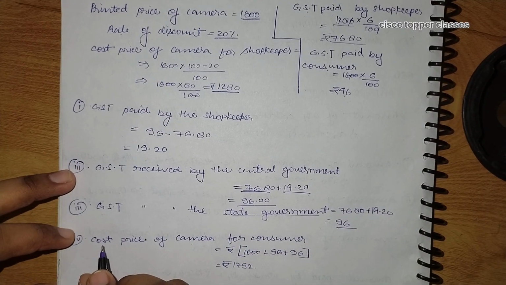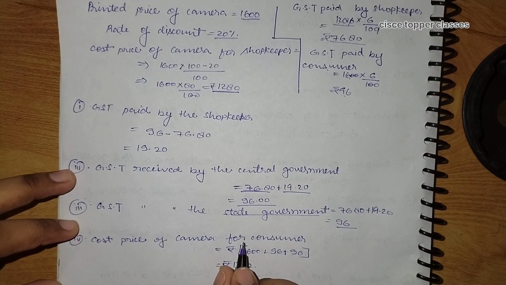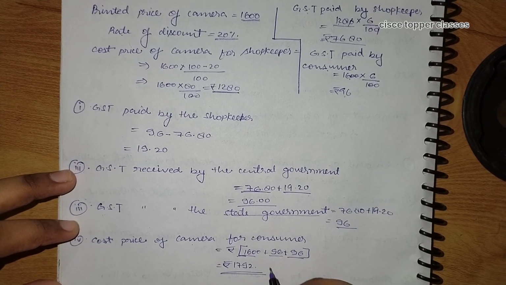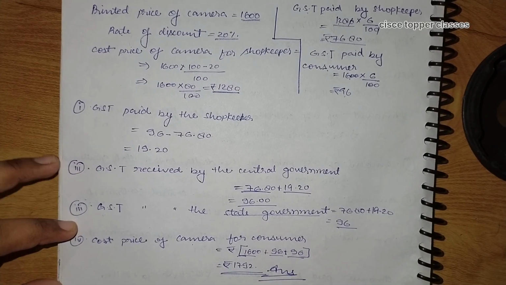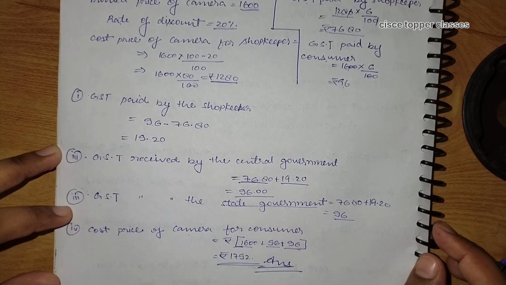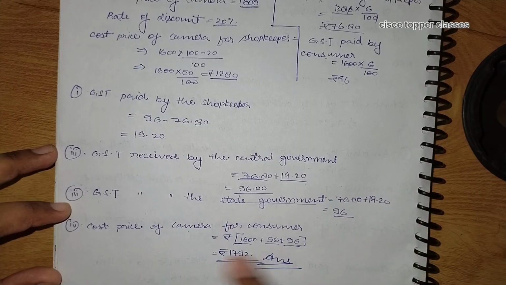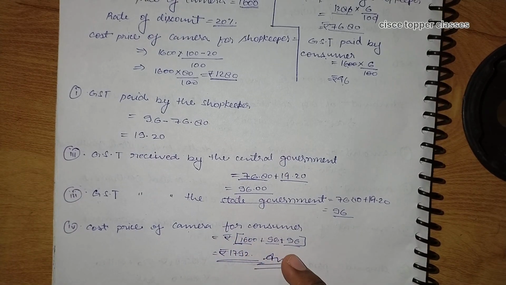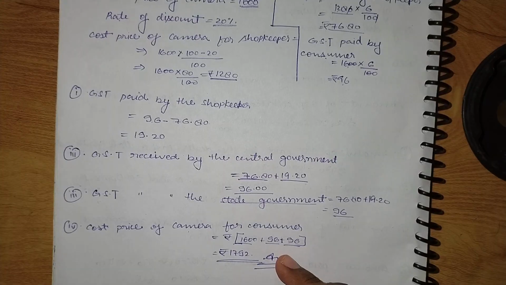We have to find now the cost price of camera for consumer. So this will be 1600 plus 96 plus 96, means rupees 1792 is the answer here in this question. So this is the solution here for question number 8. Cost price means the cost price of rupees 1600 plus 96 plus 96. So this is the answer.